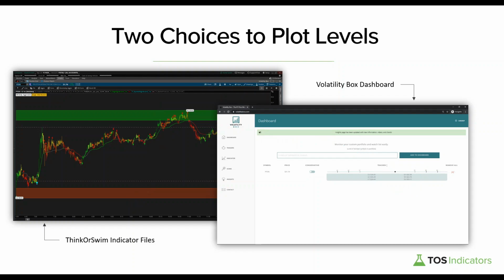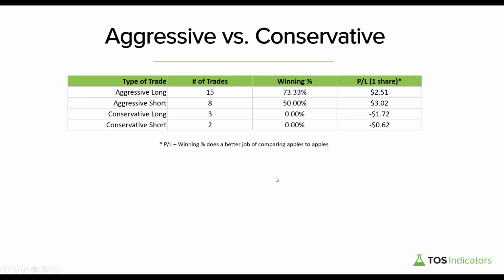Now let's do a deep dive into the actual trades. We'll start by looking at aggressive versus conservative. With aggressive, we had a total of 15 trades that set up using the aggressive long. We had a total of 8 that set up using the short.